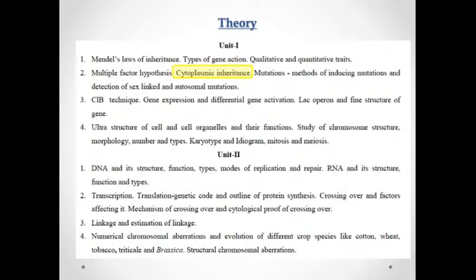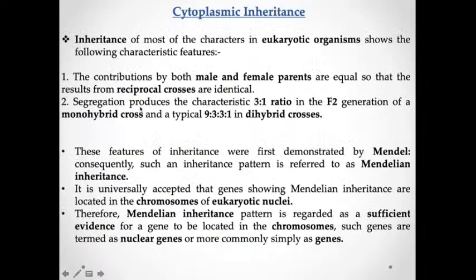So this is from your unit 1. We are done with 4 topics in 2 days: history, Mendel's law, type of gene action, qualitative and quantitative traits, and the multiple factor hypothesis. Today we will be dealing with cytoplasmic inheritance and mutations. We will deal with mutations also, and how they are linked to sex-linked and autosomal mutations and the CIB technique. So we did our part till here today.